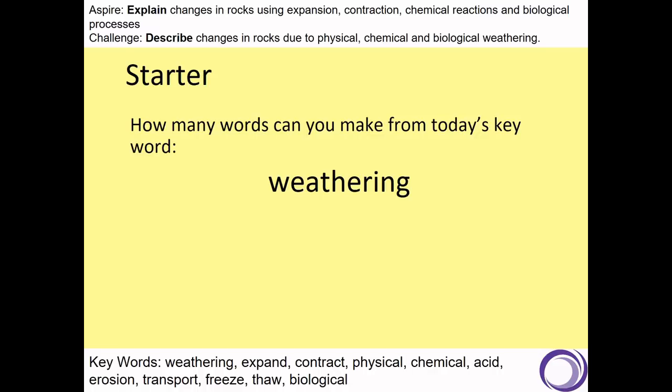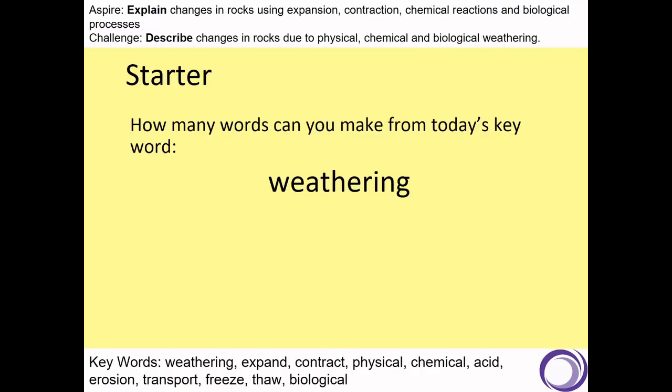So, what do you need for today's lesson? You are going to need something to record your answers in, whether it's an exercise book or some paper. You're going to need a pen, pencil and ruler because the easiest way to record this is as a table. And I'm going to give you a minute just to go and collect those resources.